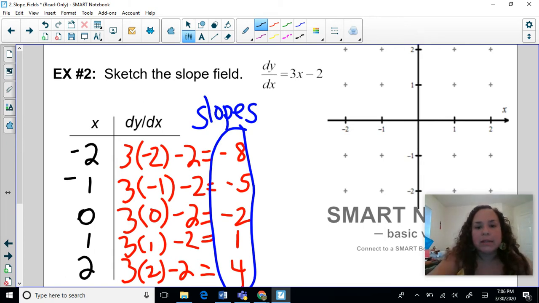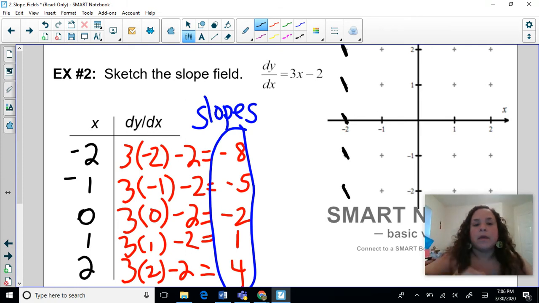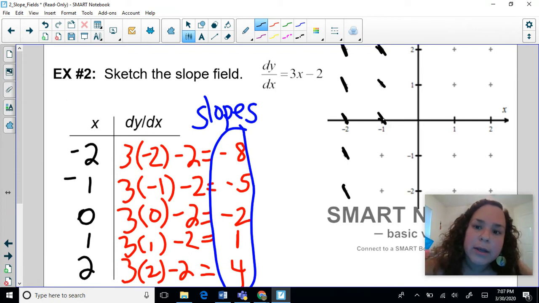Now, notice that the first slope is -8. It is a slope that's going to decrease, and it's going to be a steep negative slope. So when we graph it, it's going to look something like that. And at every point where x is -2, we're going to have a slope that looks like that. Okay? At -1, the slope is now -5. So it's still decreasing. It's still a little steep, but it's not as steep as at -2. Okay, so we're going to draw at all of those points a -5. So a little less steep than at -2.